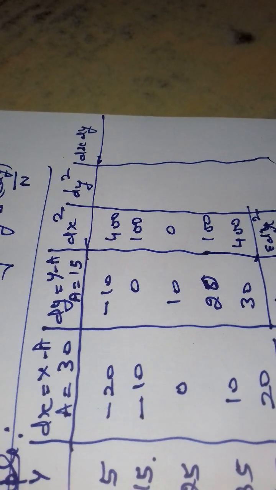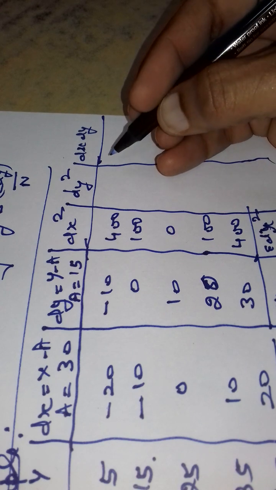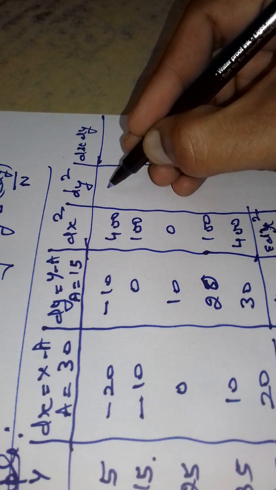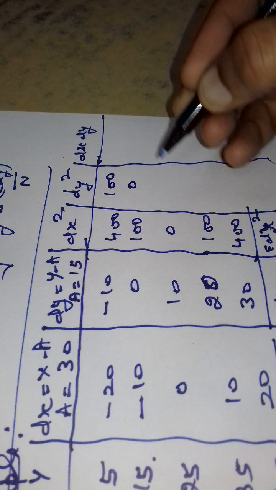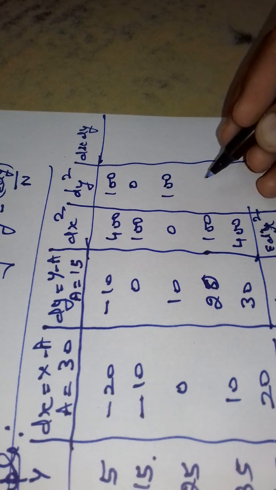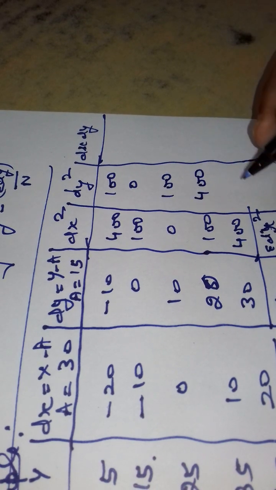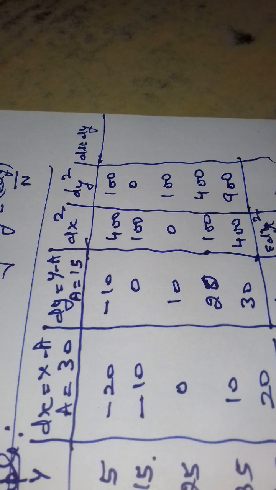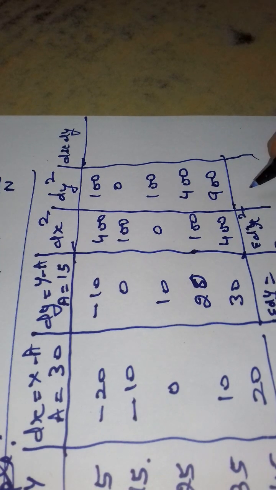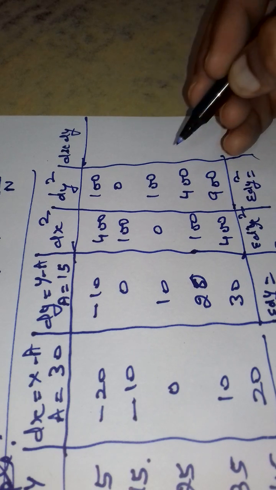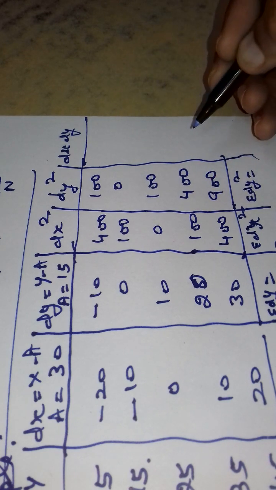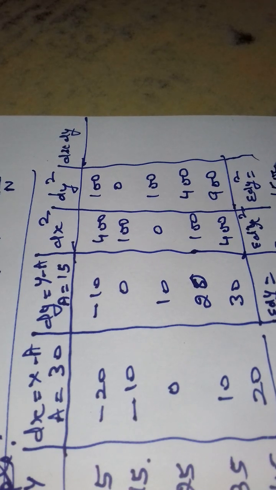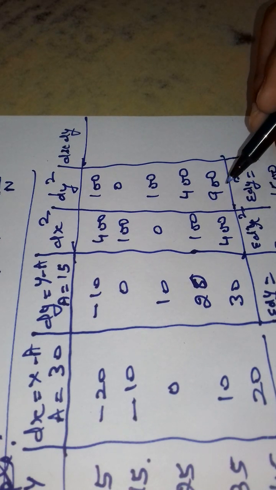And for dy square: 100, 0, 100, 400, 20 into 20 is 400, and 900. Let's make the total of this as well. Summation dy square equals 1500.